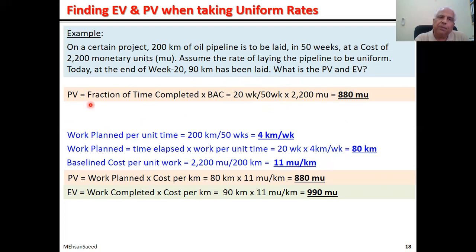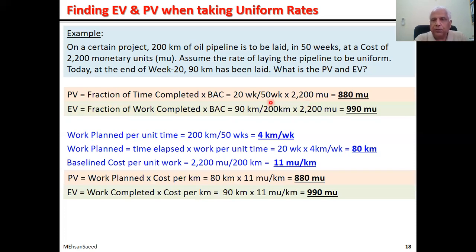And for EV, you apply the fraction of deliverables completed, or fraction of work completed. What is the fraction of work completed or deliverables completed? 90 kilometers out of 200. So apply 90 out of 200 on BAC, and you get 990 million rupees. So that is your EV. So two methods, both. This one is particularly easy, but you may find this one more appealing. It's up to you.